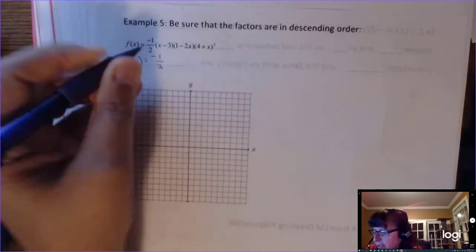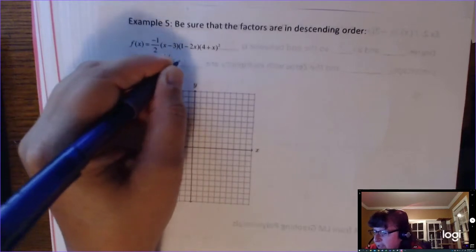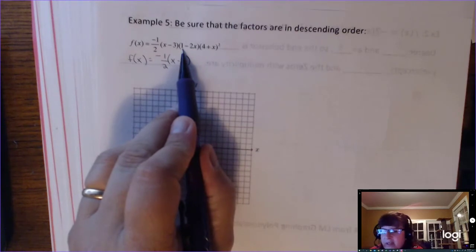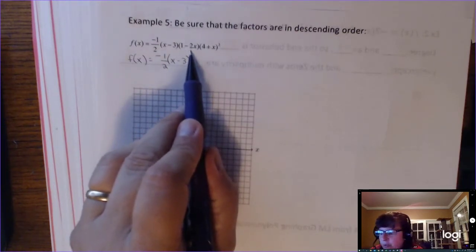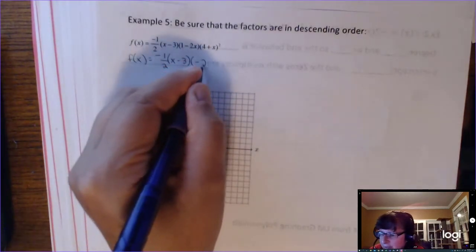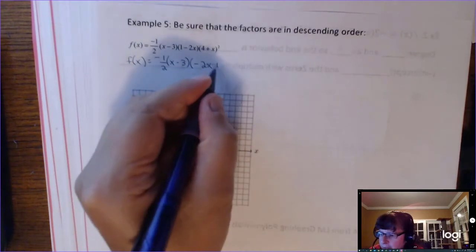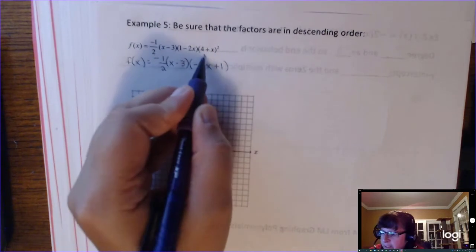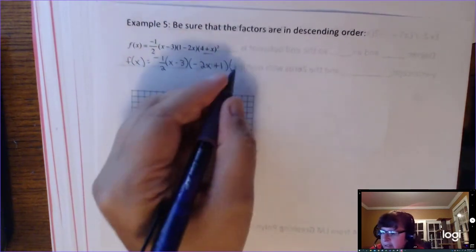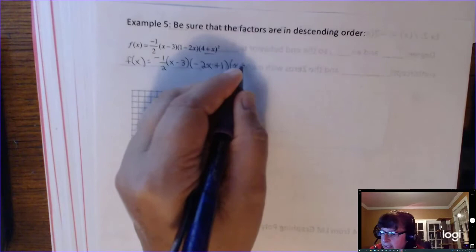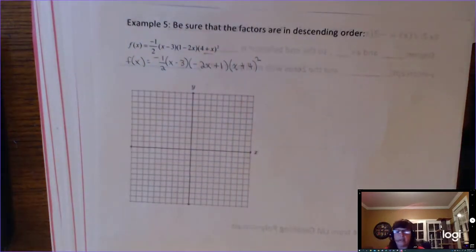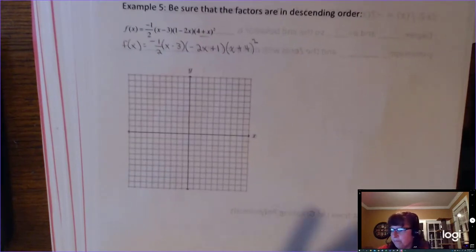So I'm going to rewrite the negative 1/2. The factor x minus 3 is in descending order, but this factor 1 minus 2x is not. The x's have to be first. So when you reorder it, be careful. This minus 2x, that's a negative 2x, and the 1 is positive. So you make sure the minus goes with this 2x. And then 4 plus x is not in descending order. You've got to turn that around. That's x plus 4, and that's quantity squared. So just be aware of that. You have to make sure you're in descending order.